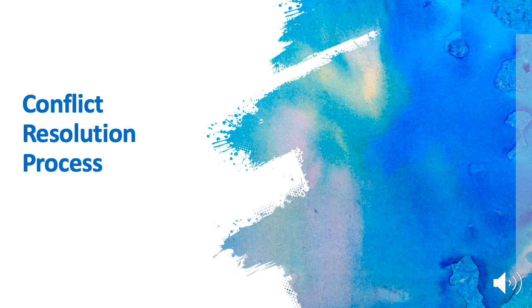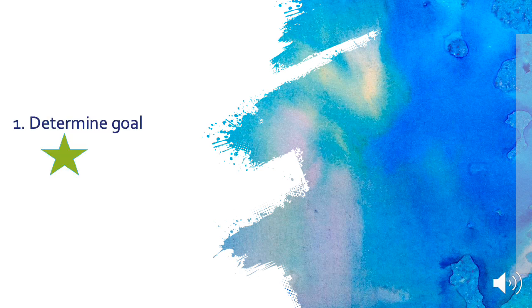Now we'll get into what the conflict resolution process can look like. First, you determine the goal. This means figuring out what the desired outcome is for the residents.